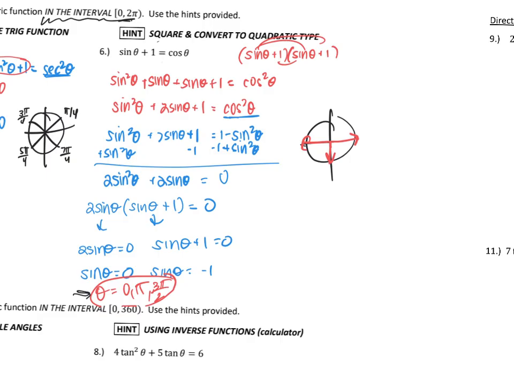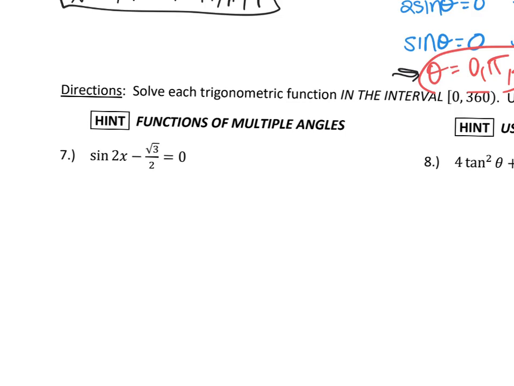All right, and now our next strategy is called functions of multiple angles. So next unit, or next section, we'll be looking at sum and difference angles, and we'll get to double angles. But right now we're going to do a problem with it. So my goal is still to isolate x. So I'm going to add root 3 over 2 to both sides here.